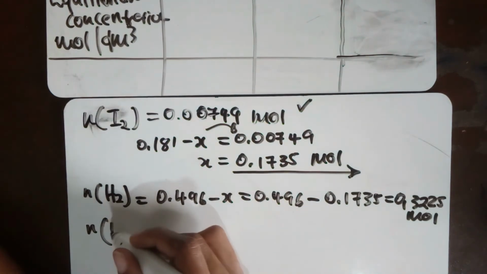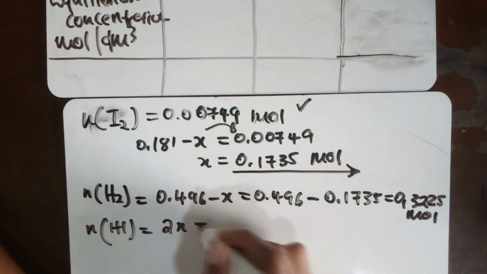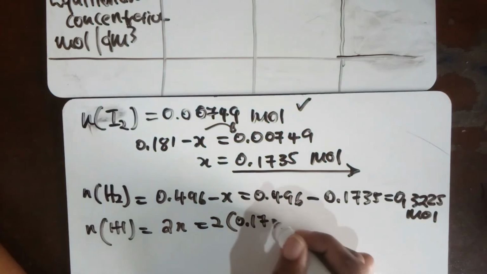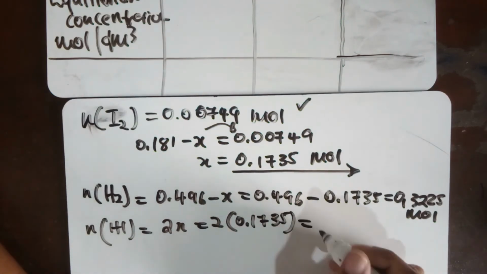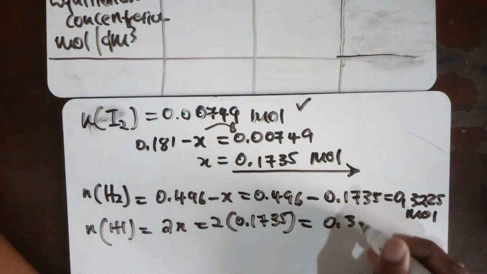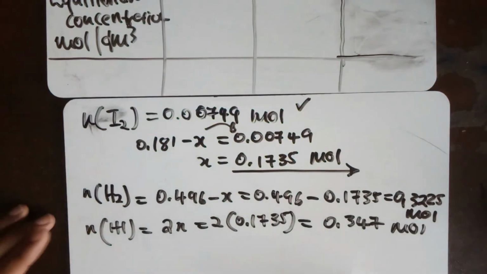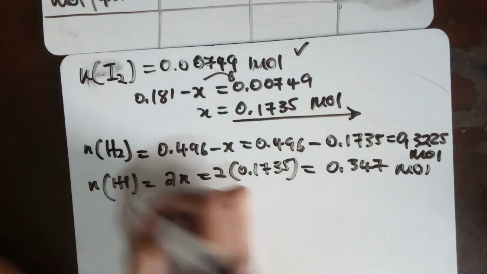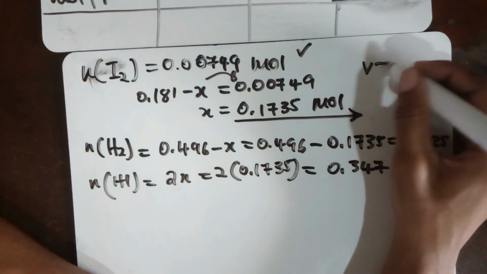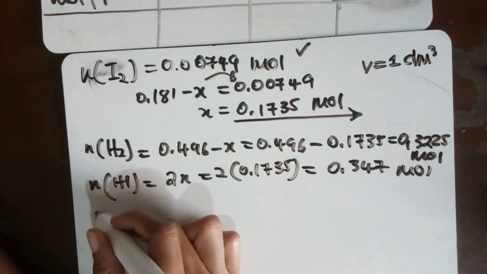Now we find the number of moles of hydrogen iodide, right? So HI, and we said it's going to just be 2x, meaning it will be 2 multiplied by x, which is 0.1735. If you put that in your calculator, you're going to come to a value of 0.347 moles. But why was it important for us to actually determine the number of moles? It was important because if we have the number of moles and we were given the volume, they said it's 1 cubic decimeter, it means we can calculate the concentration.